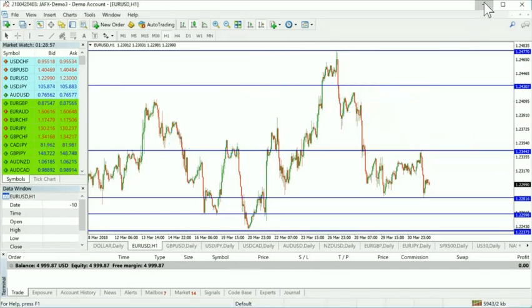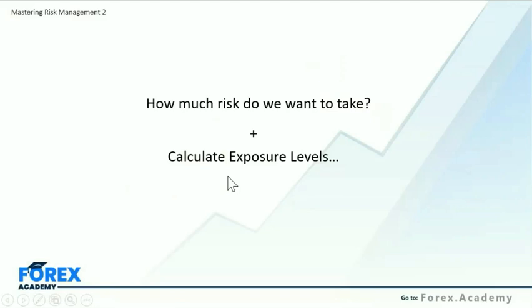Okay, so hopefully that makes sense. So how much risk do we want to take, making a solid judgment based on hopefully predetermined approaches to risk management, and then that ability to not just calculate individual exposures, but also overall exposures as well.